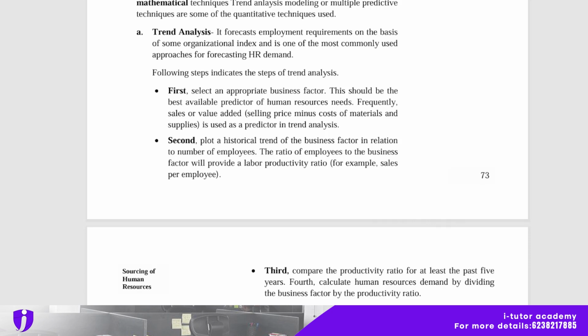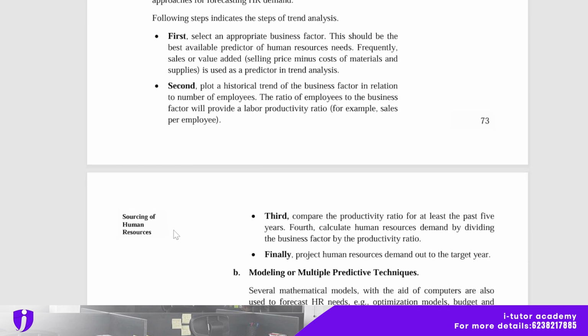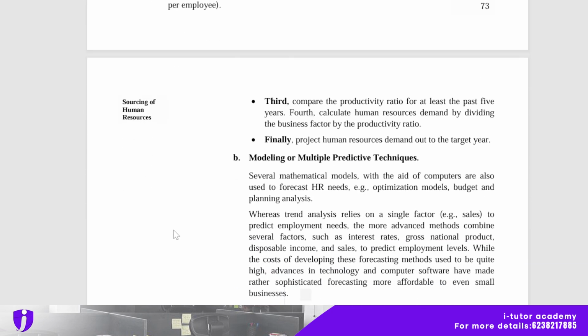And second is plot a historical trend of the business factor in relation to number of employees. The ratio of employee to the business factor will provide a labor productivity ratio. For example, sales per employee. And third one is compare the productivity ratio for at least the past 5 years. Fourth, calculate the human resource demand by dividing the business factor by the productivity ratio. Finally, project human resource demand out to the target year.